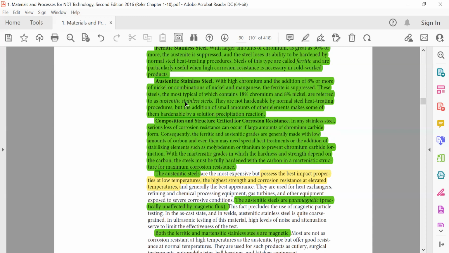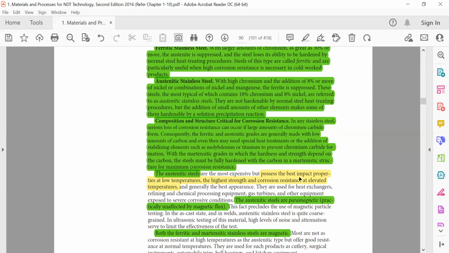So special heat treatment, such as solution annealing, or stabilizing elements such as molybdenum, titanium. These will react with the low carbon and prevent chromium loss through formation of chromium carbide, because they have a greater affinity to carbon. With the martensitic grades, in which the hardness and strength depend on carbon, the steel must be fully hardened with carbon in a martensitic structure for maximum corrosion resistance.